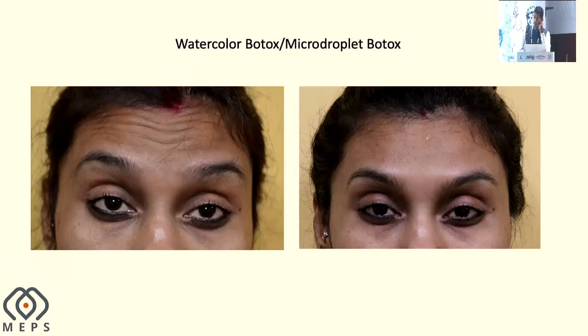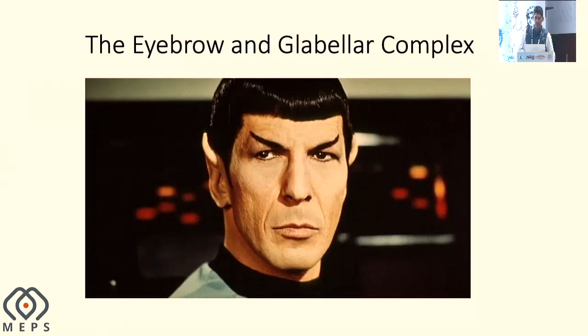There is a new technique which is also called baby Botox or micro droplet Botox, where you dilute the Botox to a very low concentration and then inject very fine points all along the forehead. So you can keep injecting all around the forehead. As the concentration is less, you don't get that frozen appearance. This is very good for people who want to maintain some part of their animation, especially newsreaders, actors, models who want that.